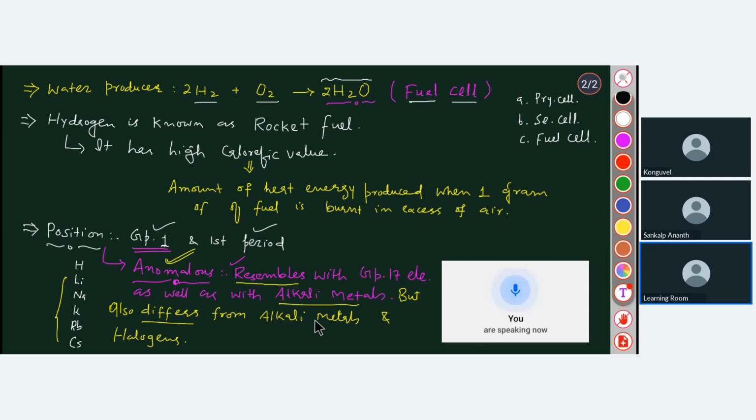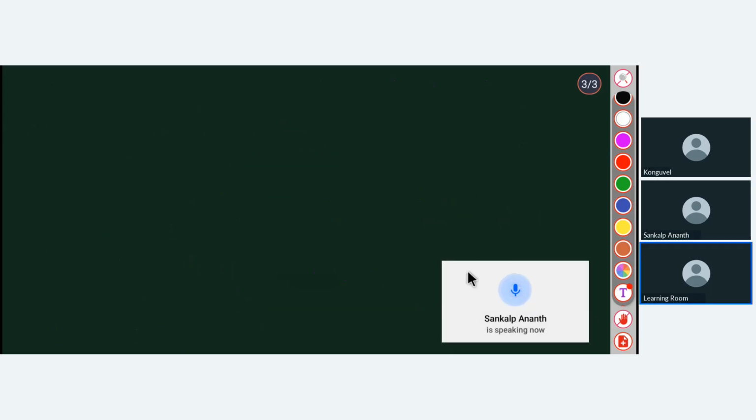So let us first see the resemblance with alkali metals, then we will see the resemblance with halogens, and then we will see the differences. So have you noted this down? Shall I move to the next page? Yes, sir. Okay, so let's first see the resemblance with alkali metals. That means how it resembles alkali metals.